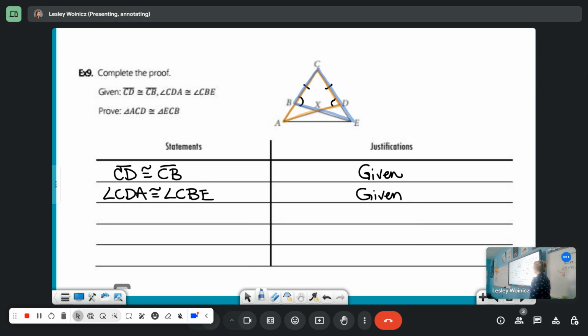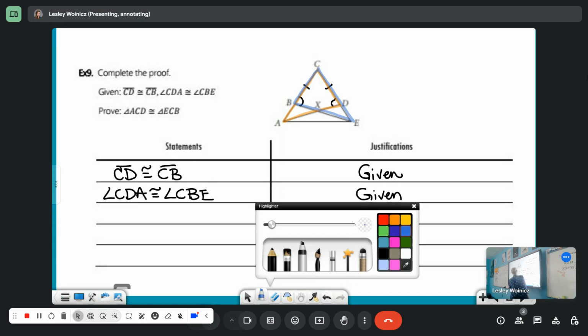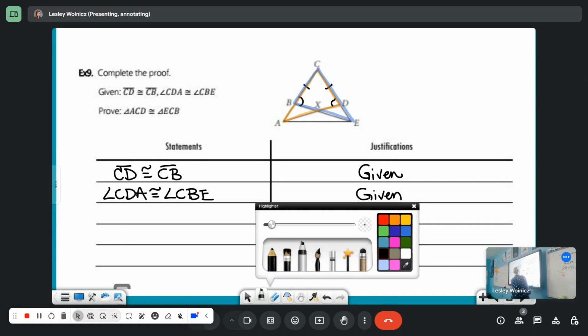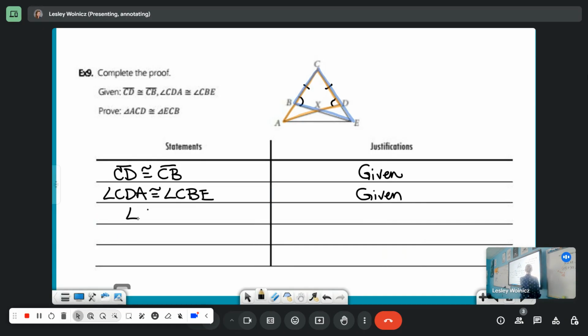Okay. Any ideas? Angle C. Yeah. Angle C is congruent to itself. Which property tells me so? Reflexive property. What?